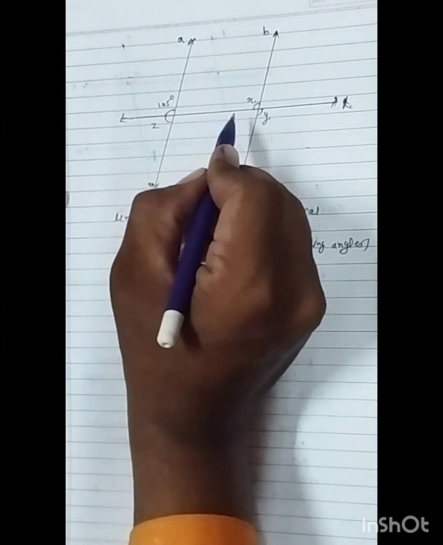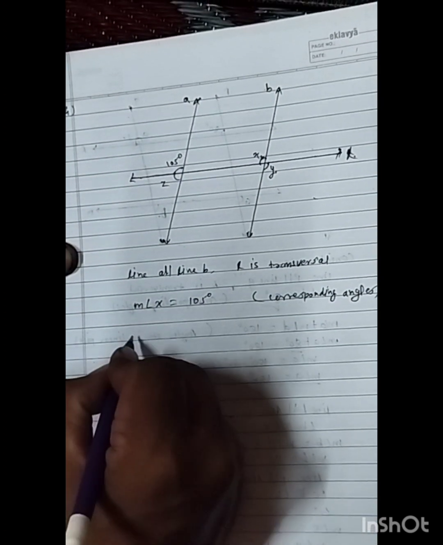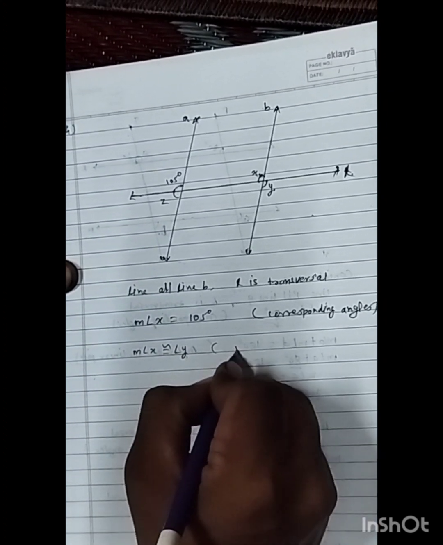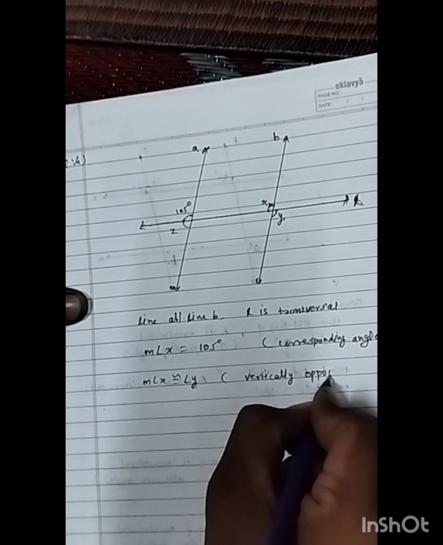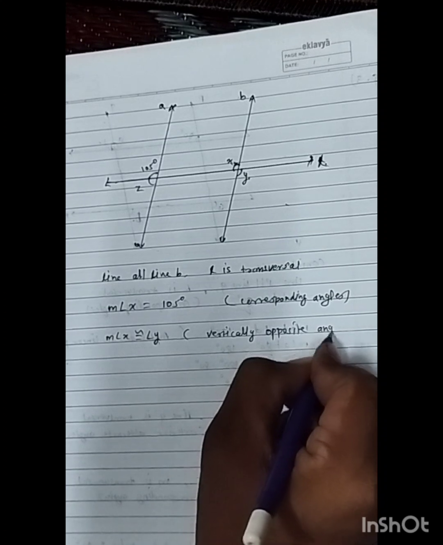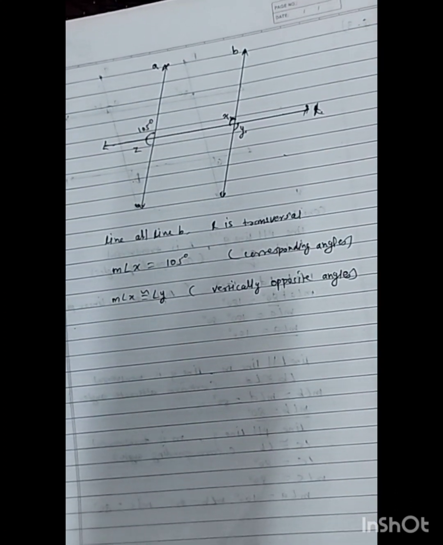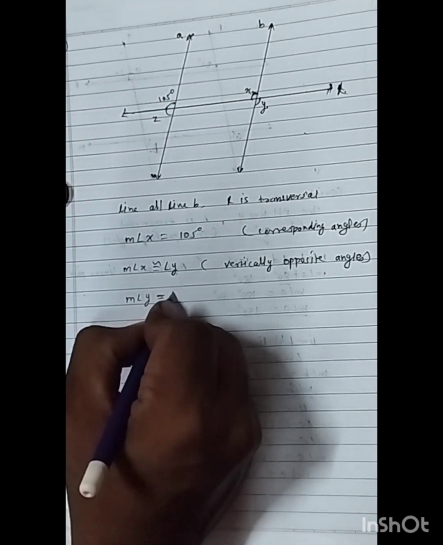So here you can check this angle X and angle Y, both are vertically opposite angles. Okay, so you can write measurement of angle X congruent to measurement of angle Y. So here you can write vertically opposite angles. And vertically opposite angles, we have learned the property. What is that property? Both measurements are the same. So we will get measurement of angle Y is also equal to 105 degree.